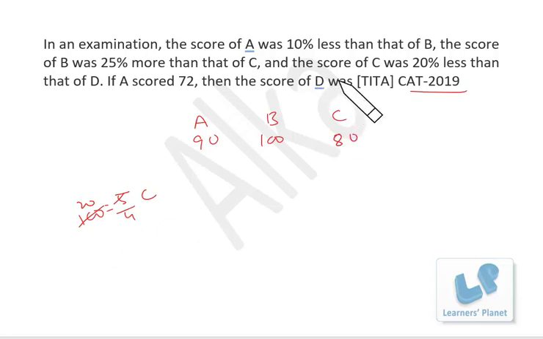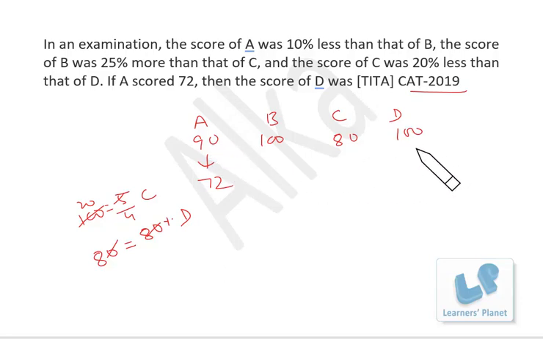Okay. And the score of C was 20% less than that of D. So C is 80% of D, right? It is 20% less than that of D. So C is basically 80. It is 80% of D, right? That means D is 100. Now it says if A scored 72, that means basically this 90 is 72. So the reduction is 18 over 90. That means precisely we have to take 80% of this, right? So D will be 80% of this, so that is 80.